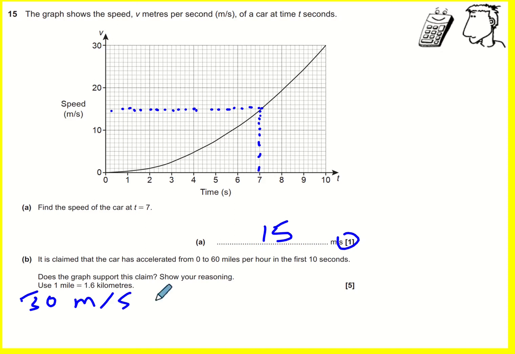Well, the first thing I'm going to do is convert it to kilometers per second. To go from meters to kilometers, I divide by 1,000 because 1 kilometer is 1,000 meters, to make it a smaller unit. So 30 divided by 1,000 kilometers per second.